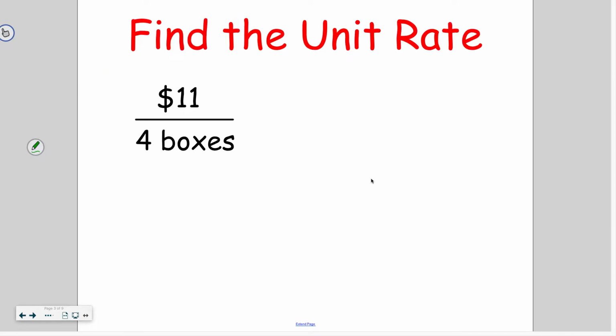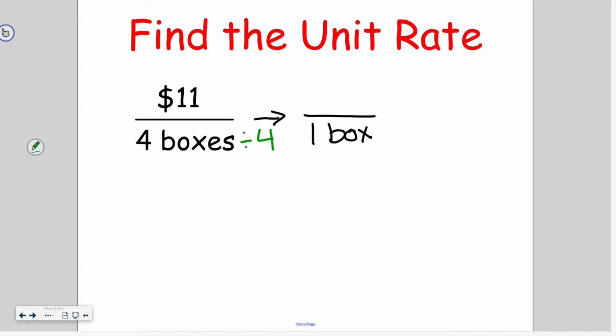So, for example, we are looking at $11 in 4 boxes. Again, notice the money is on the top of this fraction. So our goal is to figure out how much it costs for one box. We only care about the one box, that's the unit rate or the unit price in this case. In order to do that, to convert 4 into 1, we are going to need to divide by 4. So 4 boxes divided by 4 gives us the 1 box.